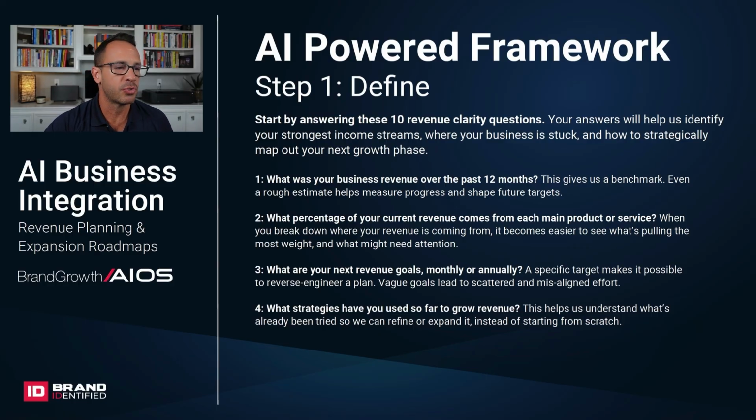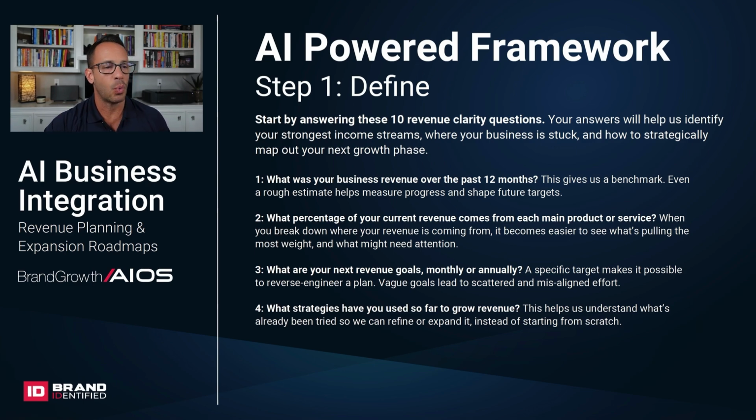Question number 2 is, what percentage of your current revenue comes from each main product or service? When you break down where your revenue is coming from, it becomes easier to see what's pulling the most weight and what might need the most attention. Question number 3 is, what are your next revenue goals, whether monthly or annually? A specific target makes it possible to reverse engineer a plan. Vague goals lead to scattered and misaligned efforts.